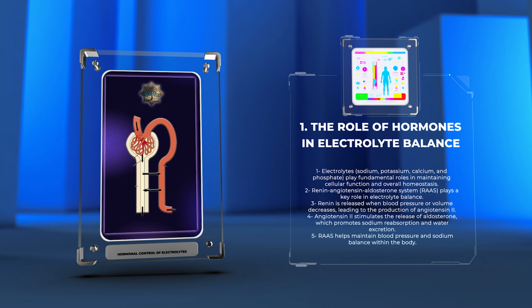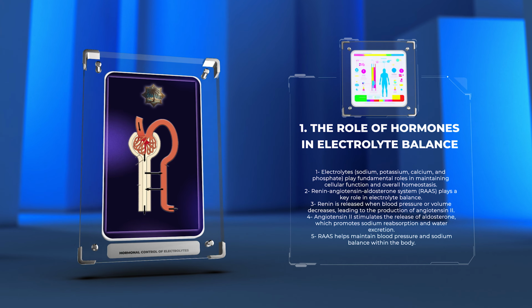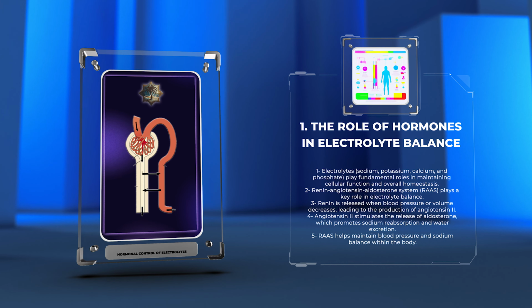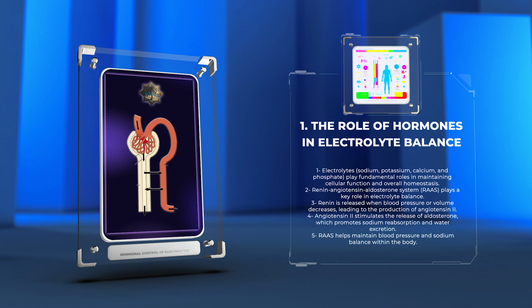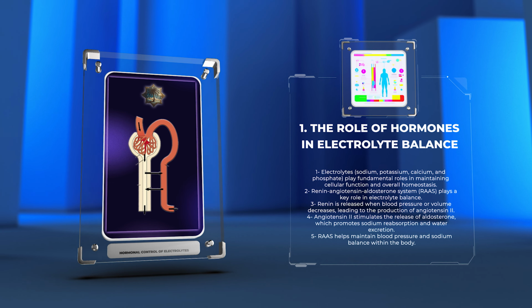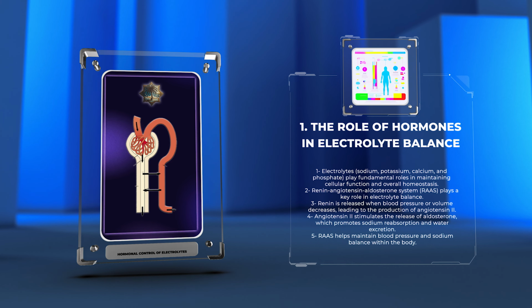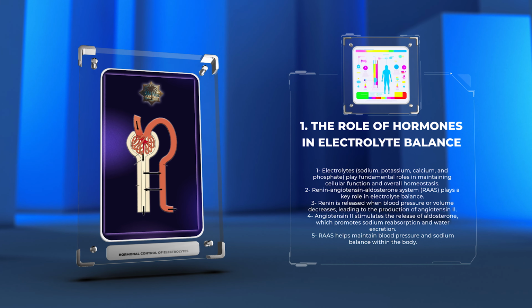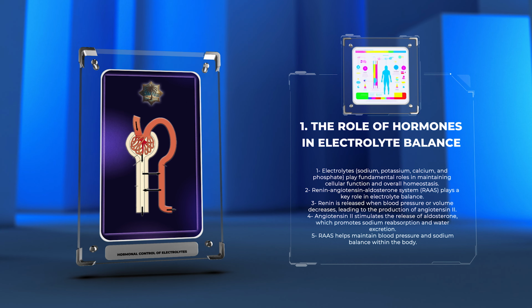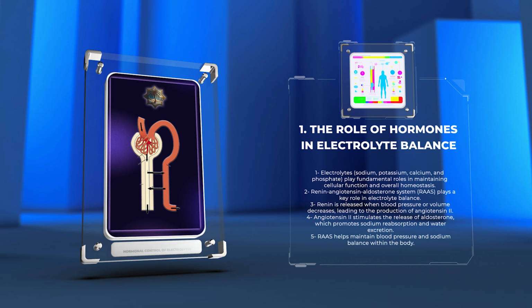When there is a decrease in blood pressure or volume, specialized cells in the kidney release the enzyme renin. Renin acts on a precursor known as angiotensinogen, which is ultimately converted into angiotensin II. Angiotensin II stimulates the release of aldosterone from the adrenal glands. Aldosterone acts on the distal tubules of the kidney, promoting reabsorption of sodium and water and excretion of potassium and hydrogen ions. This process helps to maintain blood pressure and sodium balance within our body.